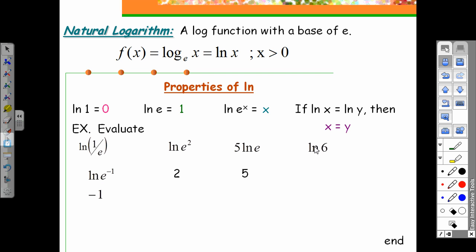And I put this in here because your calculator also has a natural log button. So wherever your e to the x button is, that's probably where your natural log button is. You might have to do a second function, I don't know. But let's see if you can evaluate the natural log of 6, and you should get 1.791759 dot dot dot. I forgot to put the dot dot dot.